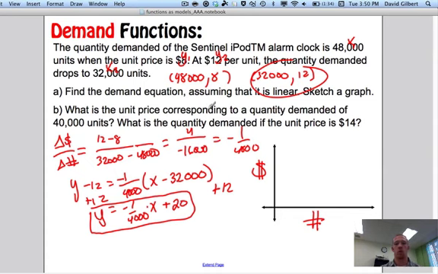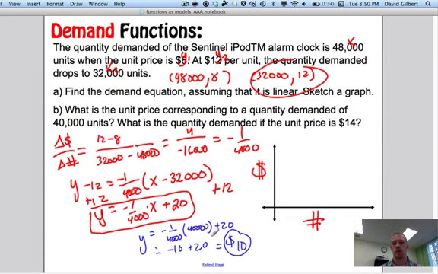So if I want to know what unit price corresponds to a demand of 40,000 units, I'm just going to plug in 40,000 for x. So what price goes with 40,000 units? Negative 1 over 4 grand times 40,000 plus 20. That gives us negative 10 plus 20. So that would be $10 is the price that goes with a demand of 40,000 units.